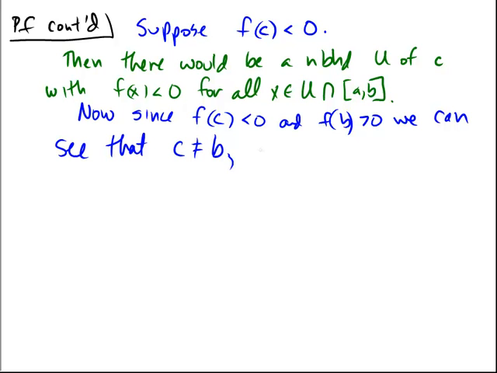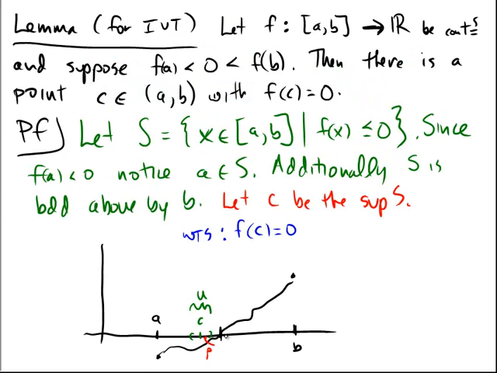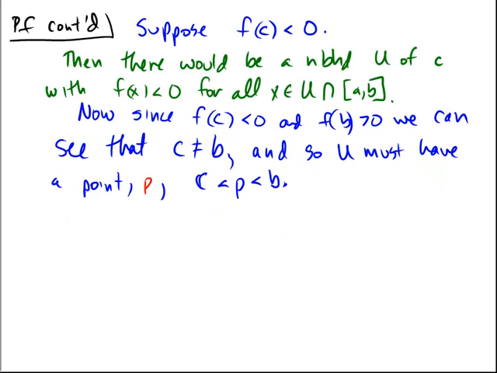So we see that c is not equal to b, and so U must have a point, call it P, just like I did in that previous picture, and for this point we're going to have that c is less than P is less than b. Right? We find a little point that's inside of that interval, so P is bigger than c, and P is less than b, the right endpoint.